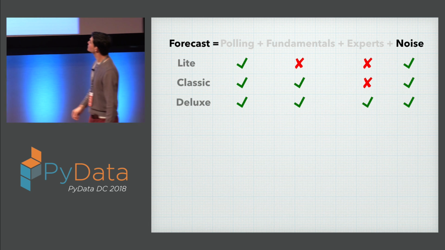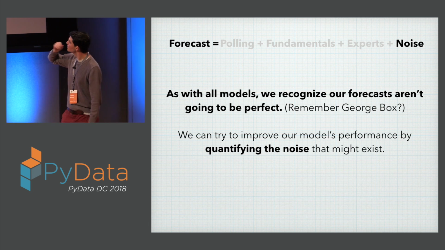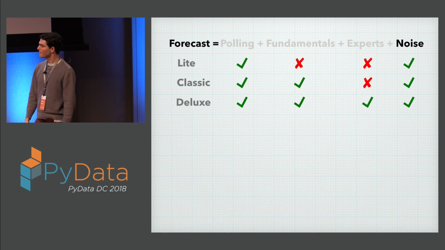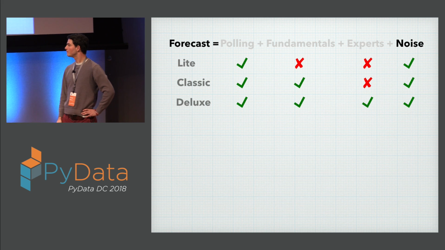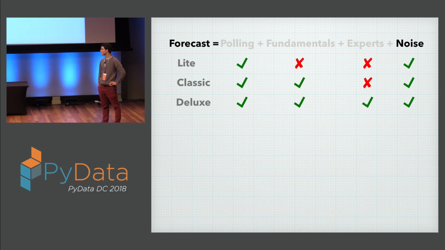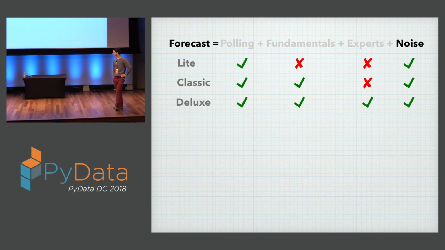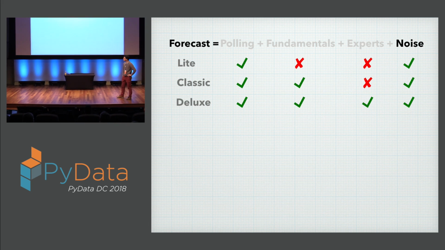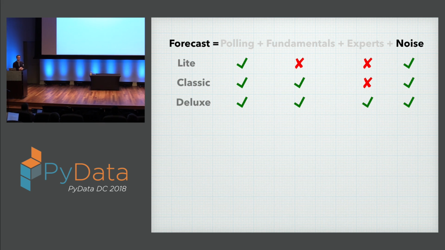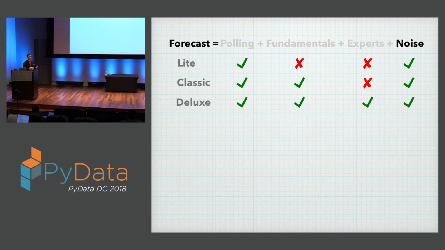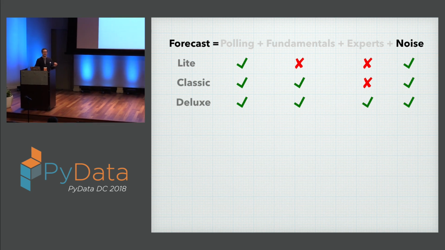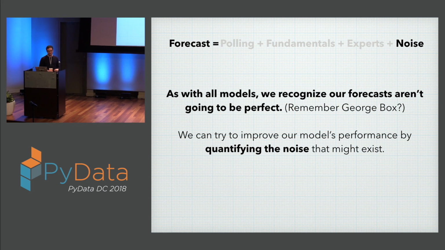Now, noise. Yep. Go ahead. So looking back at this previous slide here, what you'll notice is that in the light, classic, and deluxe versions, they care about the polls, and as Joseph mentioned, the fundamentals and the experts version come in the classic and deluxe versions only. But one thing that's present in all three is noise. So it's important to kind of understand this idea of noise and how 538 takes that into account.